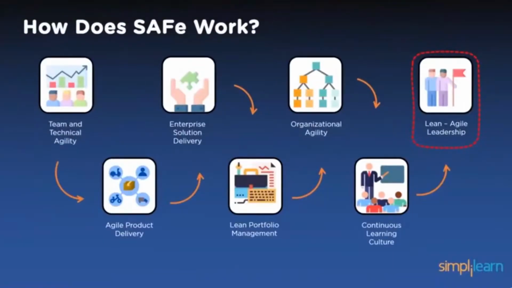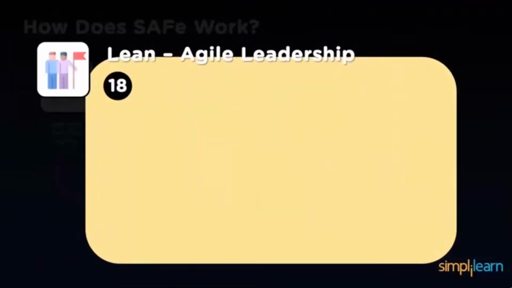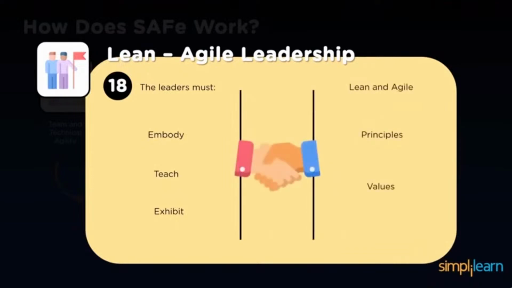Next is lean agile leadership. It's quite obvious that leadership plays a very important role. It's about guiding, owning, showing direction, and ensuring everyone does the task and is motivated. The leaders must embody, teach, and exhibit lean and agile principles and values. Firstly, they should understand what it is. They should be aware of it, have exposure to it, and have full awareness of it.